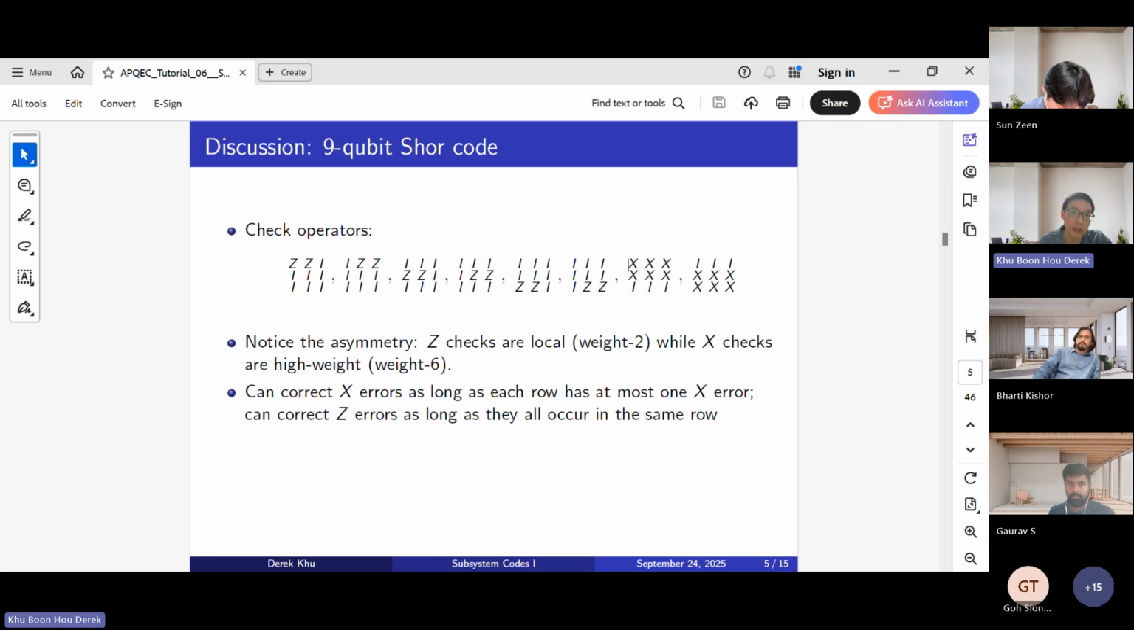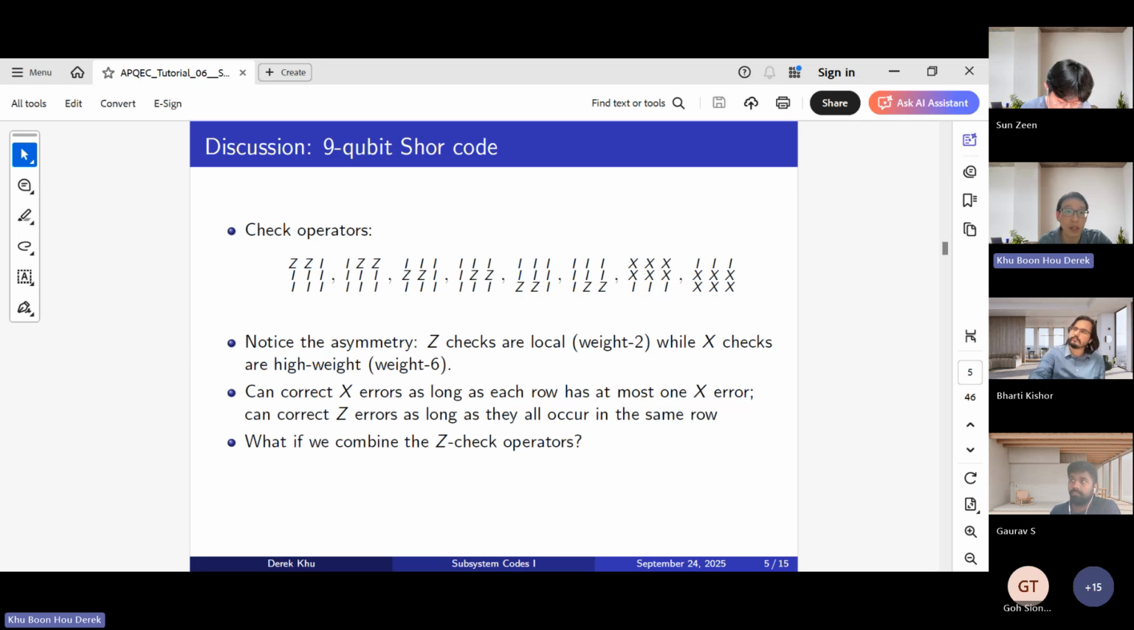So if a Z error occurs on the first row, then this guy would flag an error and this guy would not. If a Z error occurred on the second row, then both of these would flag an error. And if the third row has a Z error, then this one will flag an error. So there's a little bit of an asymmetry going on. One could ask, can we make this code more symmetric?